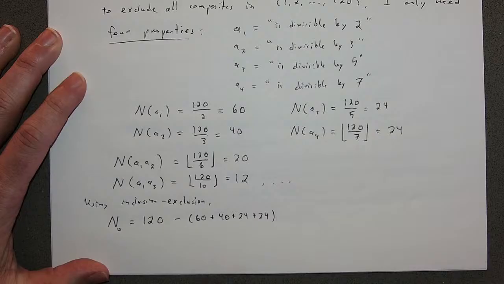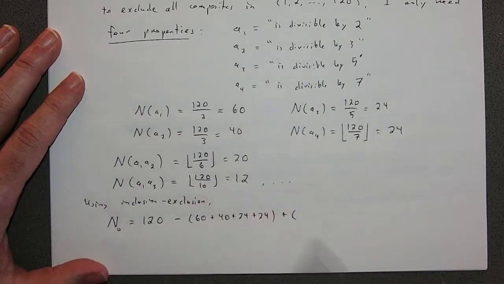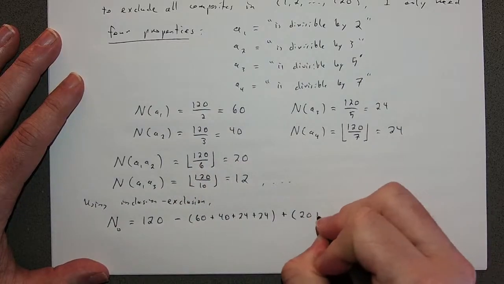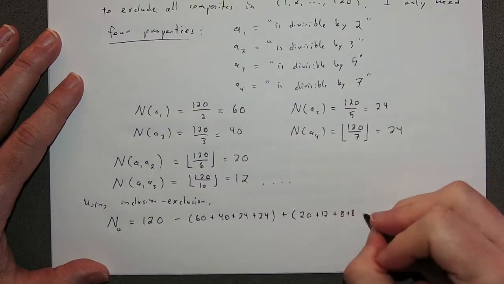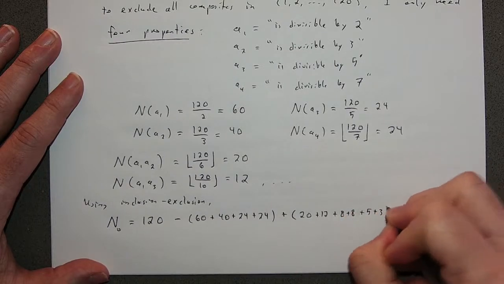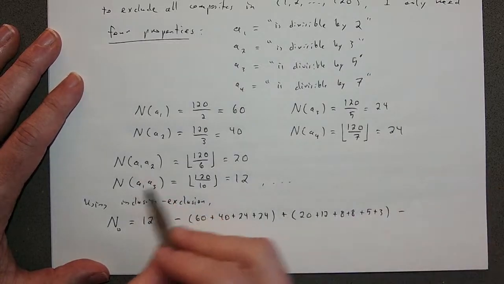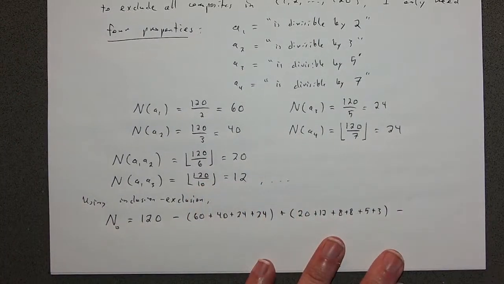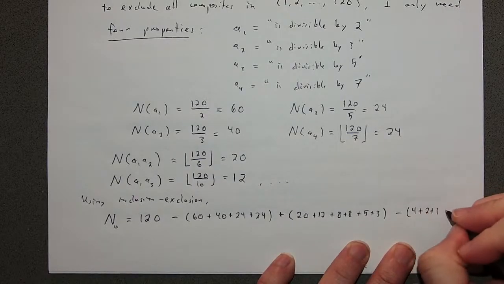Okay. Plus the sum of these taken two at a time. We computed a couple of these, but if we want to go all the way, this would be 20 plus 12 plus 8 plus 8 plus 5 plus 3. Okay, we subtract from that these taken 3 at a time. We didn't compute any of those here. You can do that very quickly. There's only 4 things you have to compute. So this would be 4 plus 2 plus 1 plus 1.